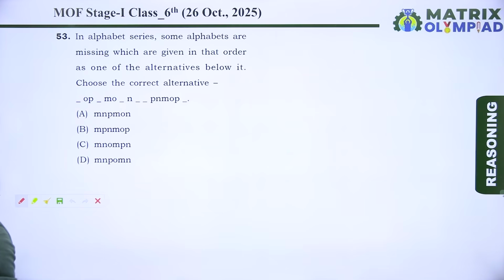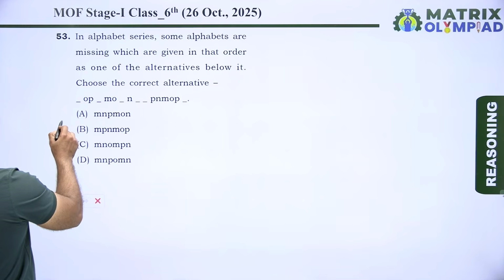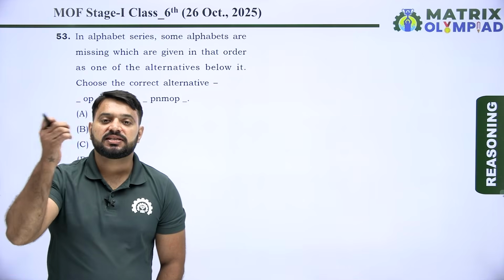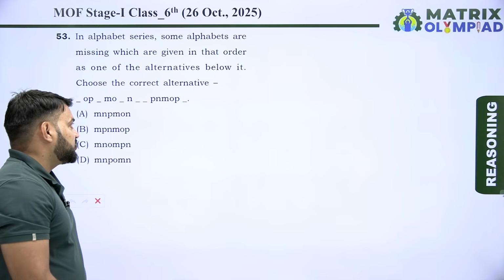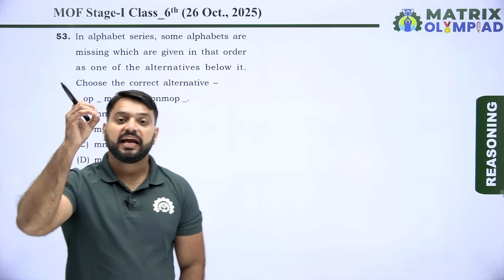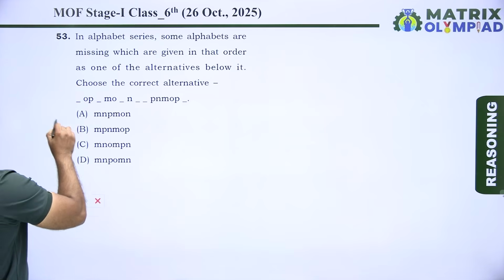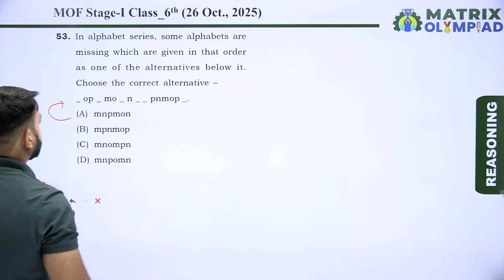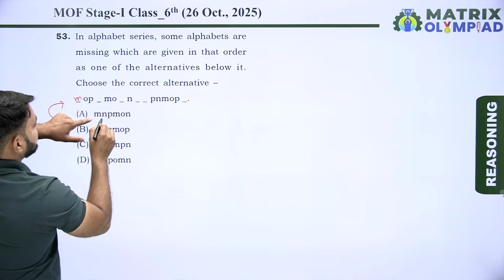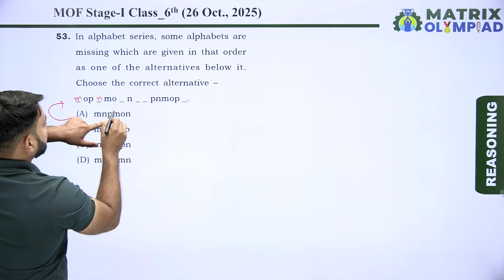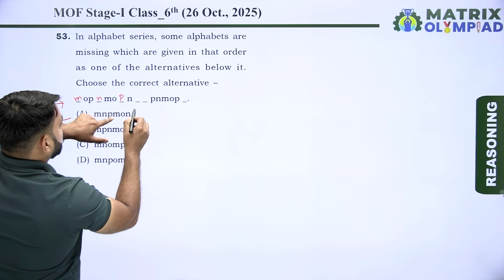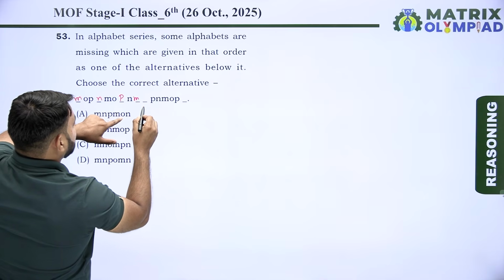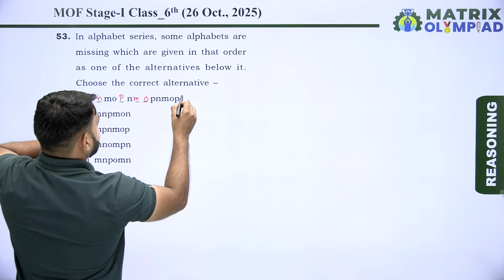In an alphabet series, some alphabets are missing, which are given in that order as one of the alternatives below it. Choose the correct alternative. So according to this question, options are taken one by one and then we check which option is following a defined order. So according to option A, the first blank means M, the second blank means O, the third blank means P, the fourth blank means N, the fifth blank means M, and the sixth blank means O.